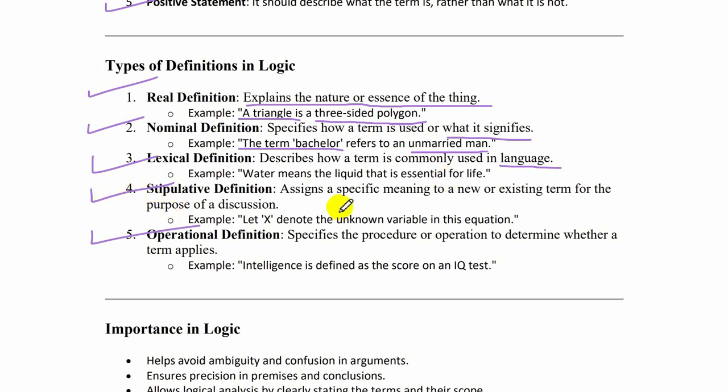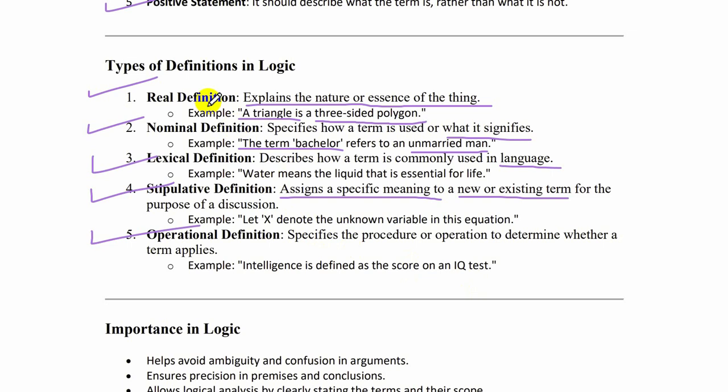Stipulative definition assigns a specific meaning to a new or existing term for the purpose of a discussion. Let x denote the unknown variable in this equation. So stipulative definition assigns a specific meaning to a new or existing term for the purpose of a discussion. Operational definition specifies the procedure or operation to determine whether a term applies. Example, intelligence is defined as the score on an IQ test.